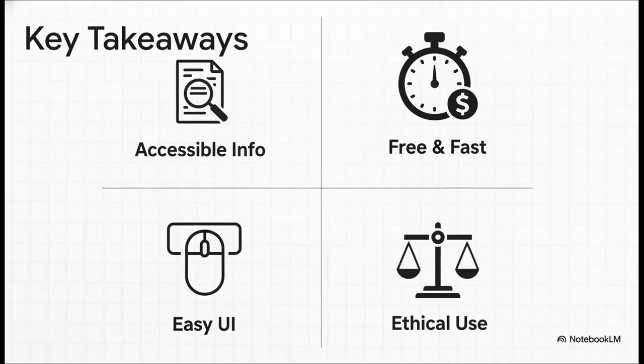So, if you take away just 4 things from all this, let it be these. 1. Public information is way more accessible than you might think. 2. Powerful tools to search it are free and incredibly fast to set up. 3. With a good interface, anyone can become a digital investigator. And 4, and this is the most important one, with great power comes the responsibility to use it ethically.